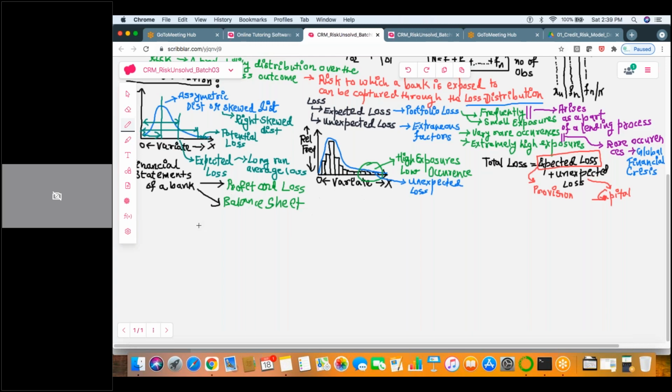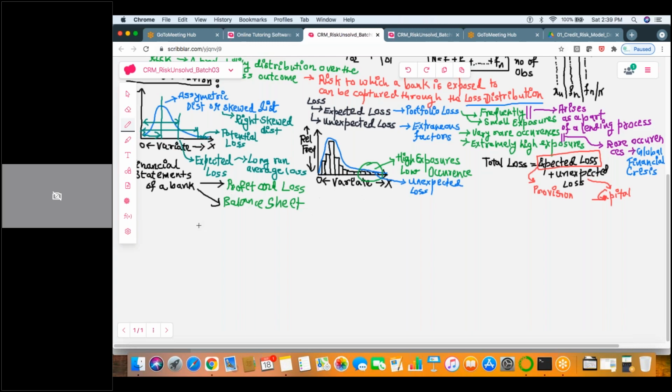So while we spoke about the concept of the total loss, we said that the total loss is the summation of the expected plus the unexpected loss. And from there, we identified the fact that the expected loss is captured by the provisions, and the unexpected loss is captured by the capital.